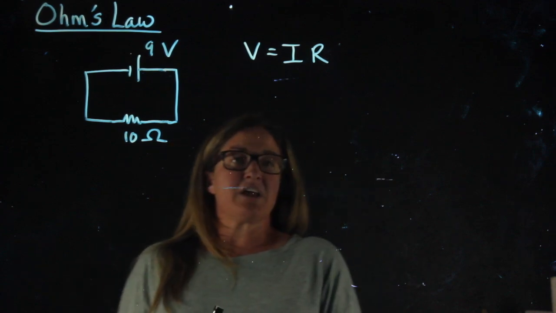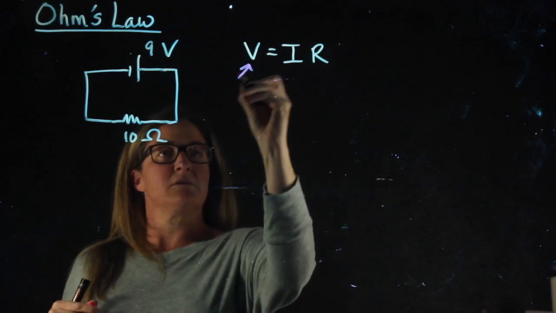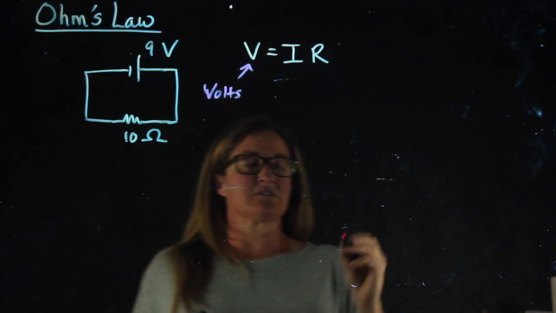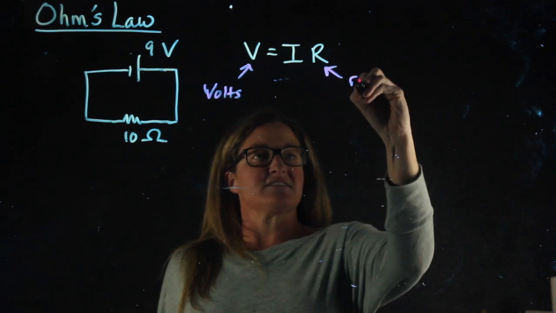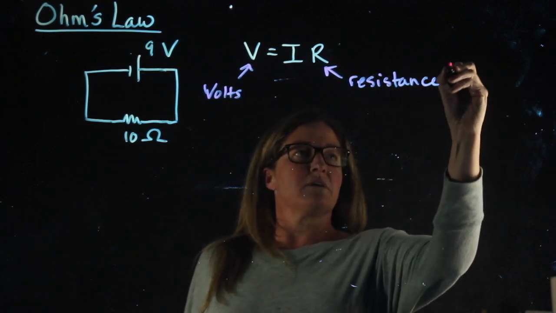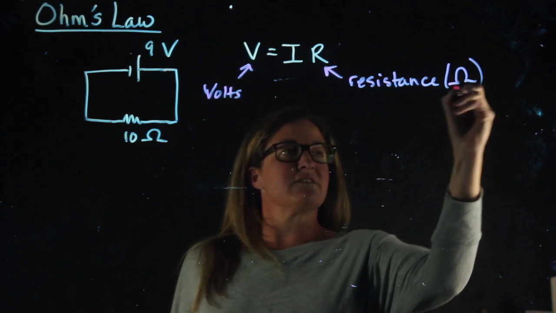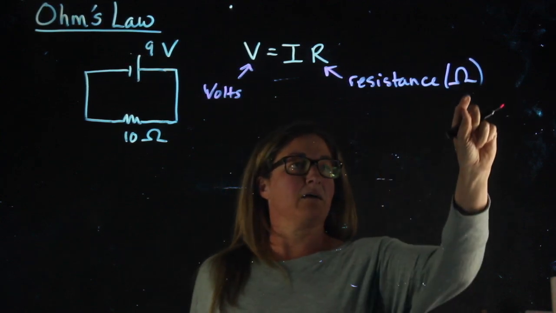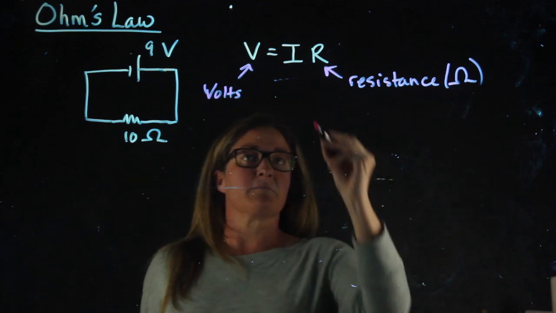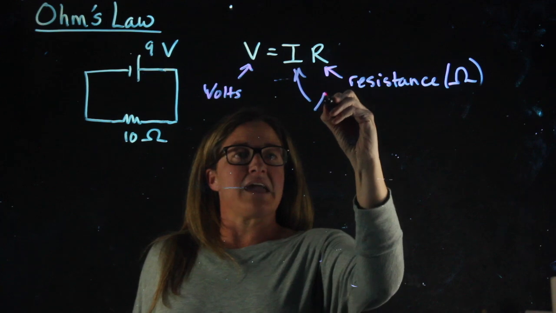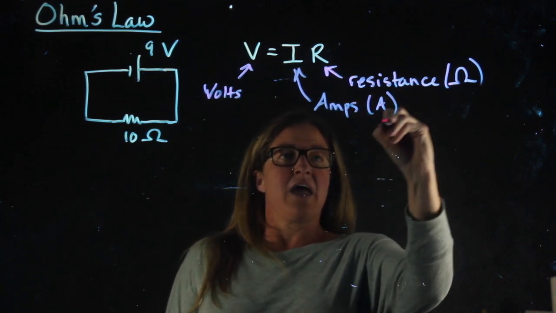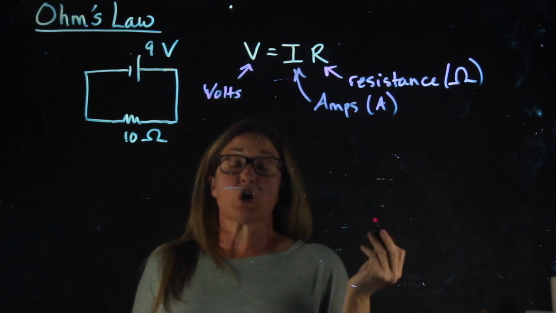The V is pretty obviously going to be voltage, which is measured in the units of volts. R is resistance, which is measured in the units of ohms, which is the Greek letter omega, which is pretty much an upside down horseshoe. So this is a 10 ohm resistor. I is amps, which is usually just abbreviated with the letter A, and it's a rate of current flow.